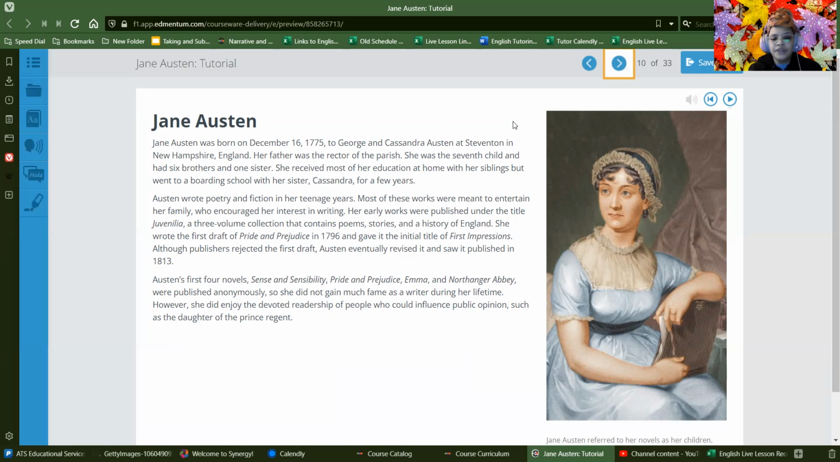But lots of people read her stuff now. There's lots of crossovers and movies and things like that. But she did have a devoted readership of people that did like her books. And it's known that the daughter of the Prince Regent of England actually was a very big fan of her books.